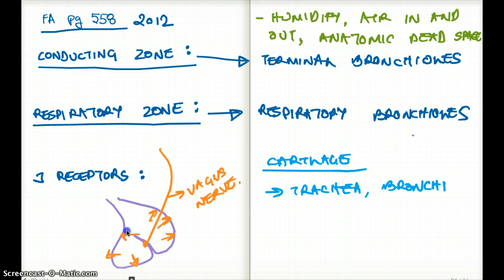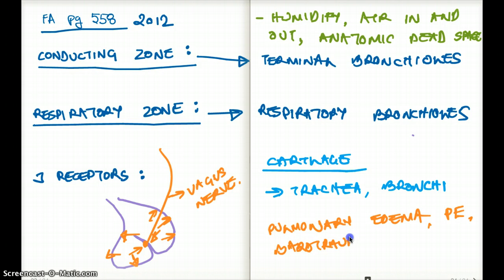J receptors are not stimulated in the normal state. It's only when there's too much distension of the alveoli that pushes onto the interstitium of the alveoli that the J receptor becomes stimulated. Some of the reasons why J receptors can be stimulated are pulmonary edema, PE (pulmonary embolism), barotrauma. It can also be stimulated in pneumonia. Okay, you get the idea.